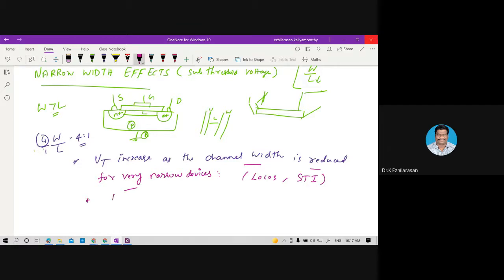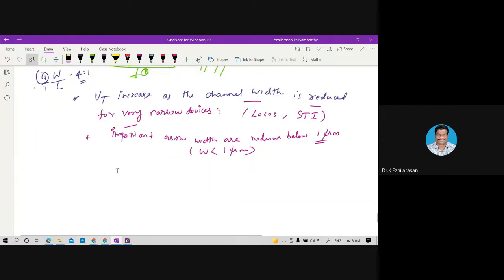but it's quite important as the width is reduced to less than 1 micrometer. It's quite important when the width is reduced below 1 micrometer. So if the W is reduced below 1 micrometer, then this issue will be viewed as very serious.